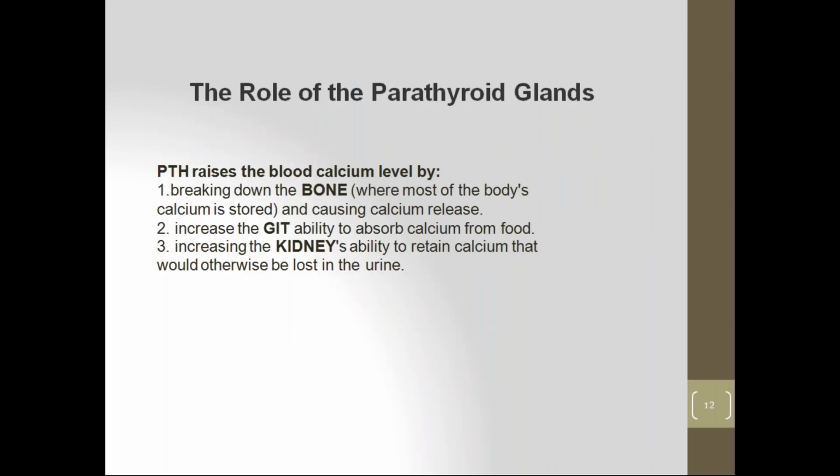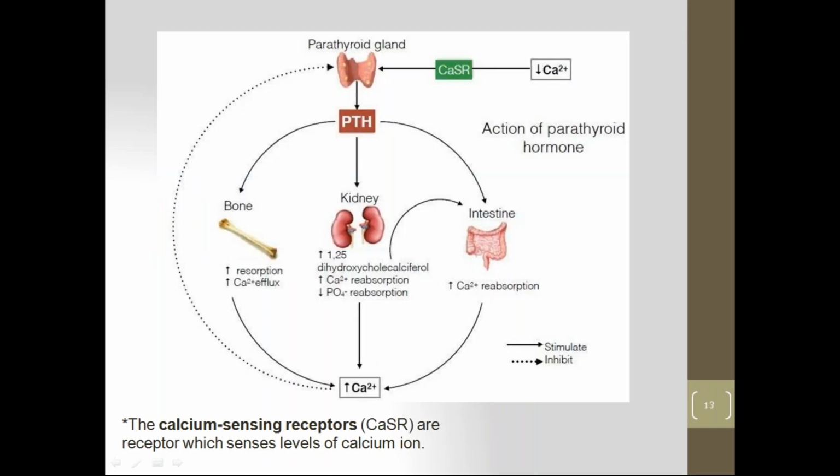The role of the parathyroid glands. Parathyroid hormone raises the blood calcium level by breaking down the bone. It activates the osteoclasts, leading to bone resorption and an increase in blood calcium. It increases the GIT's ability to absorb calcium and the kidney's ability to retain calcium. So they act on the bone, kidney, and GIT.